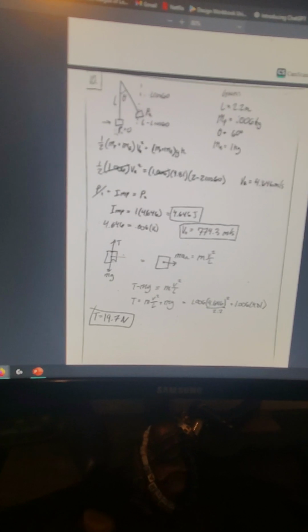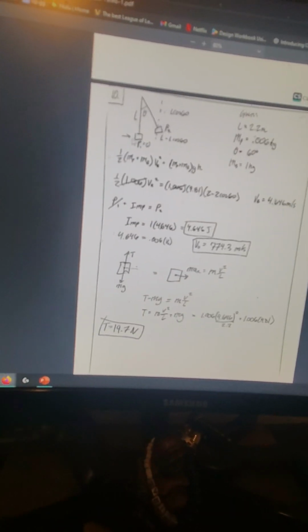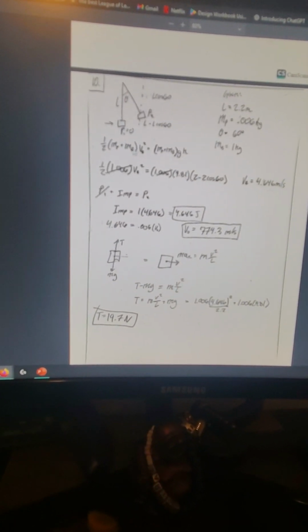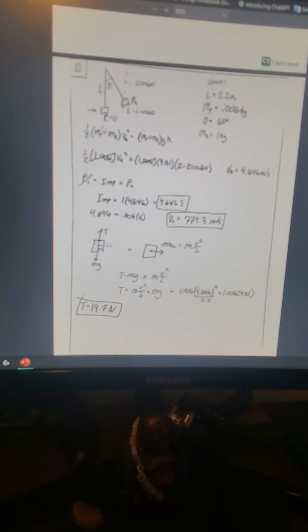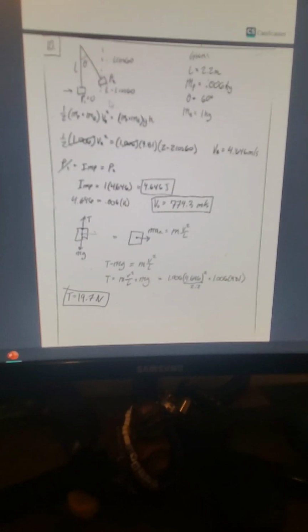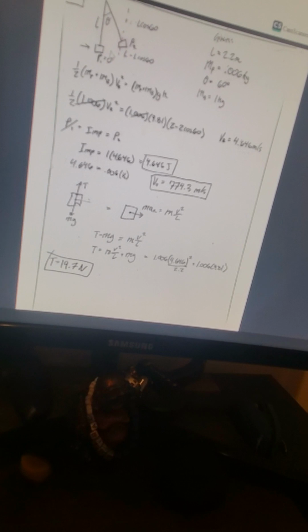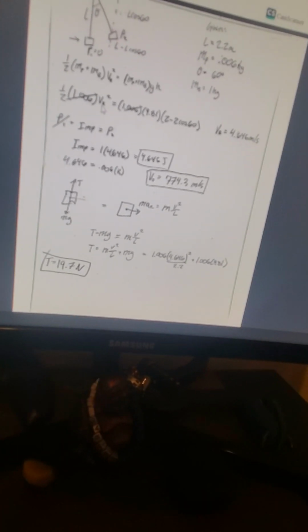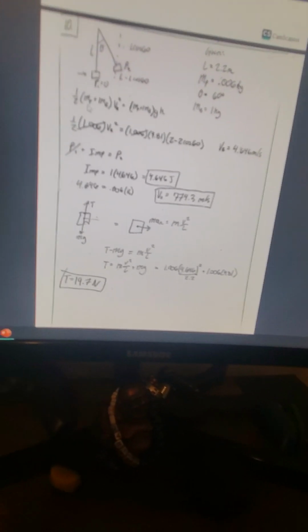So for number 10, this one was the bullet in the block. Basically we have a bullet hitting a block, and we're trying to find the initial speed of the bullet. The problem gives you all those values.